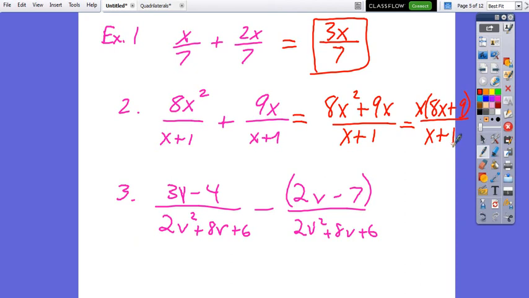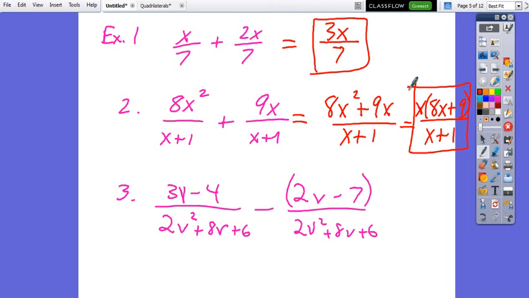Now I cannot cancel anything. I can't cancel the x in the numerator, which is a factor, with the x in the denominator, which is not a factor. x plus 1 is one thing. But I still need to write it in its factored form. There will be very few instances where you will not have to write it in its factored form. So that's as far as it'll go.